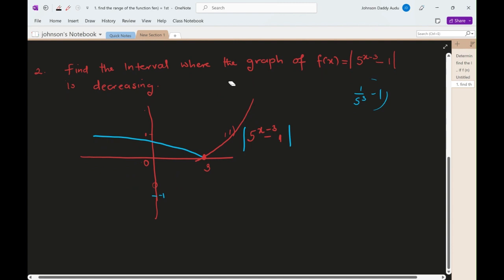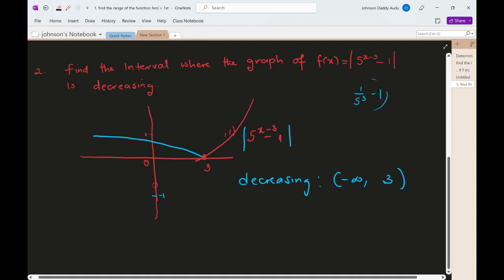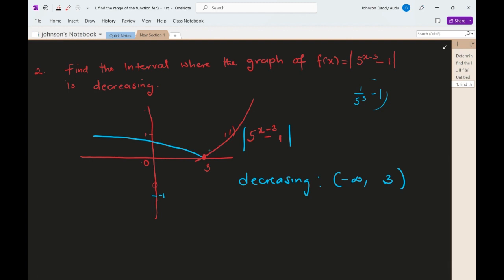So since we're looking for the part where this is decreasing, decreasing means this one. So decreasing is going to be from where? Minus infinity to where? To 3. Remember, increasing, decreasing, we usually leave it open, yeah? So for increasing is going to be from 3 to infinity. But since we're asked to find decreasing, then we're done.